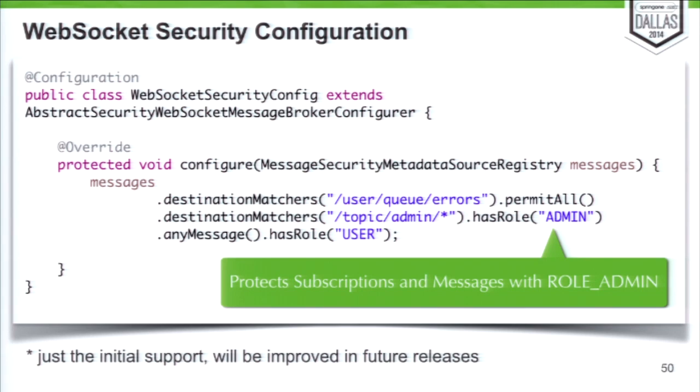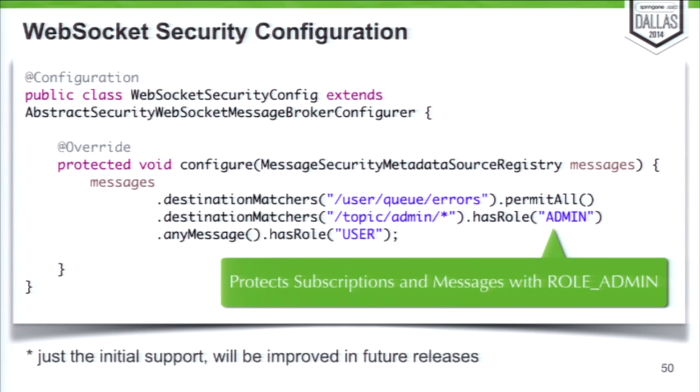So here's the configuration where you define these destination matchers to specific destinations, and you define how you want to protect these destinations. So notice that we are protecting these destinations with specific roles, and that will protect both subscriptions and messages. So that means that you can only subscribe to /topic/admin whatever if you have the admin role, and you'll only be able to send messages to this destination if you have the same role.